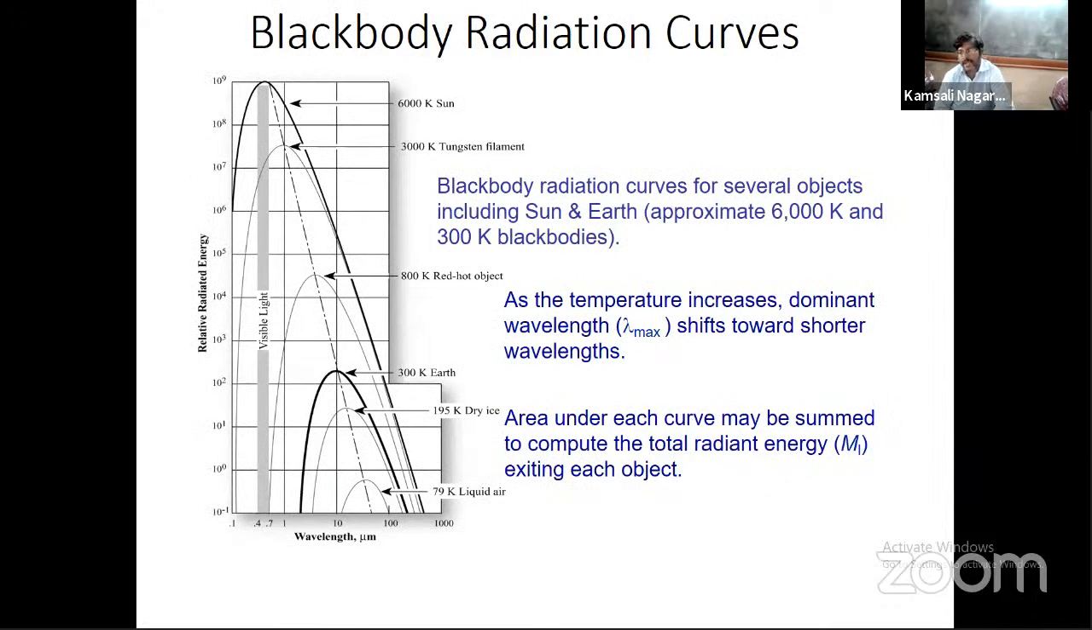Here are the black body radiation curves for several objects, including the sun and earth, approximately 6000 K to 300 K, which appear as black bodies, otherwise gray. As the temperature increases, the peak shifts towards the lower wavelength side, and the area under each curve differs, for example for 300 K or 6000 K. The area under the curve gives the total radiant energy leaving that object. The total energy emitted is the integral over all the wavelengths put together.